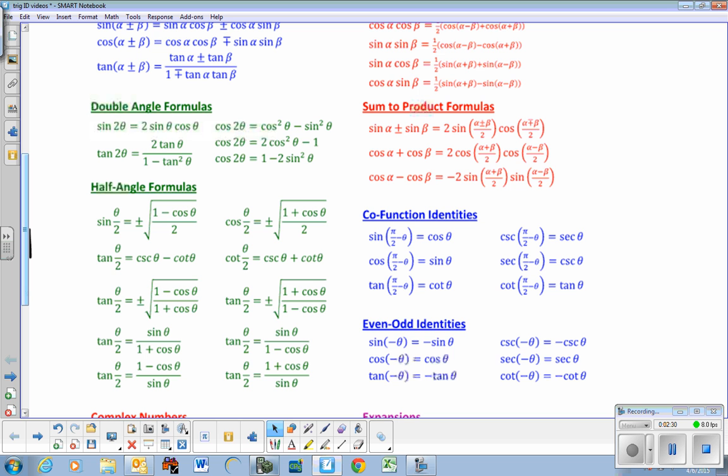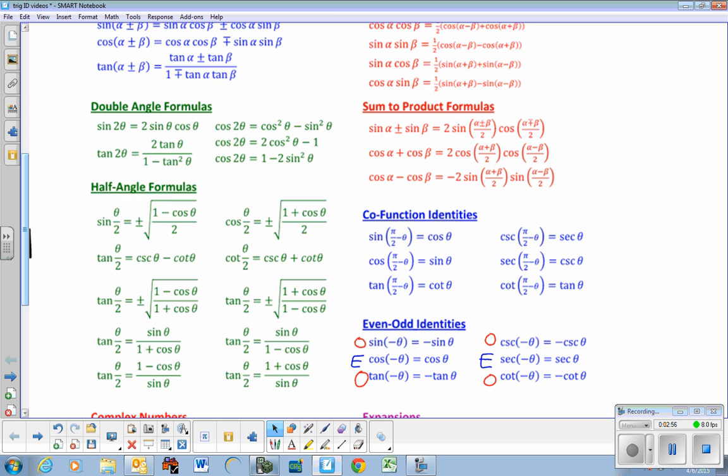Our even functions are cosine and secant, because those have symmetry about the y-axis. Our odd functions have symmetry about the origin, and if you plug in the negative on those four, you're going to get the opposite y value. Okay, remember, even, odd.